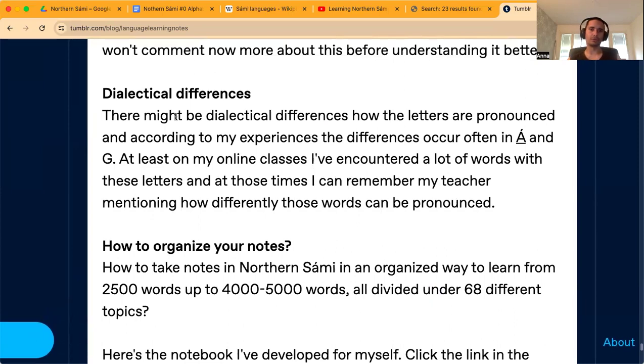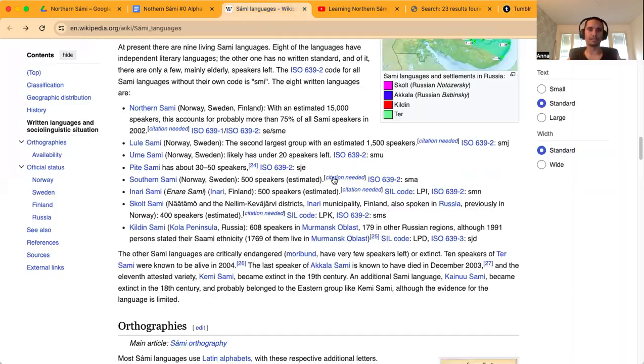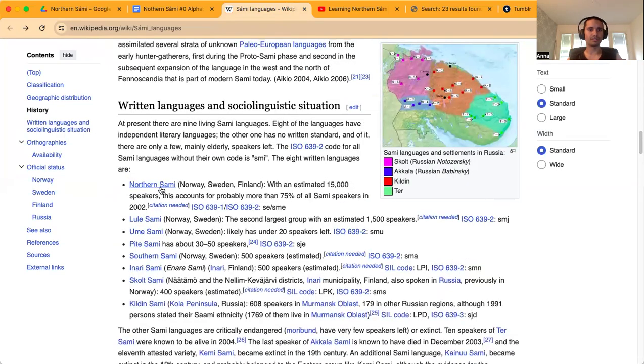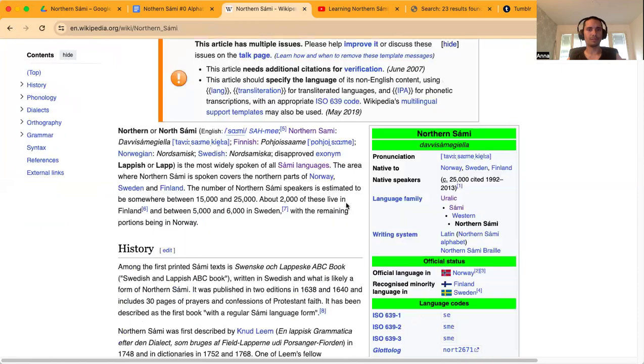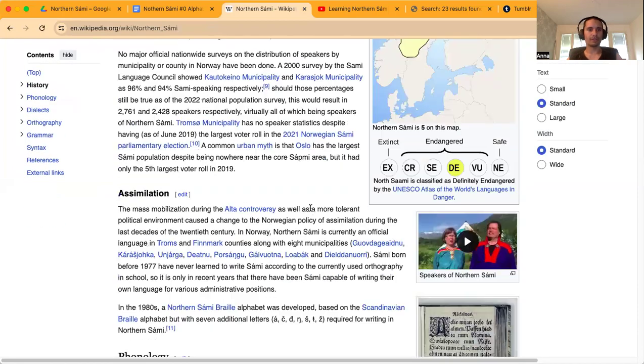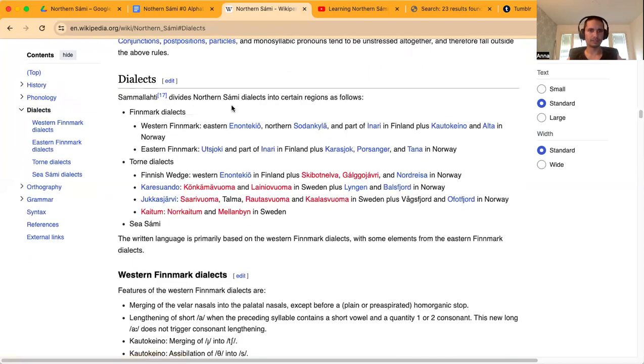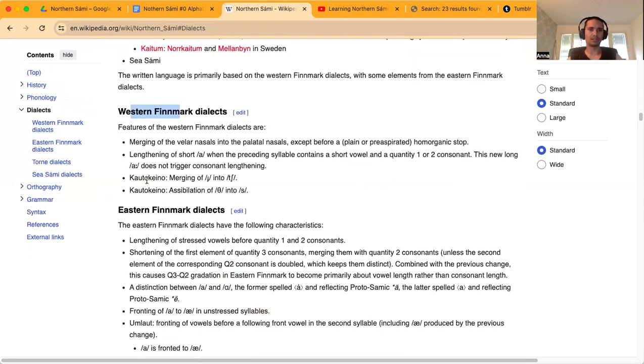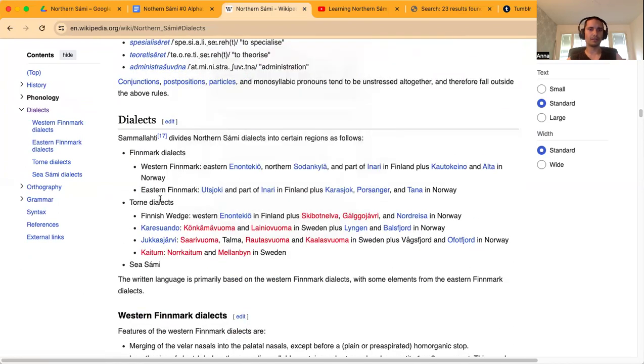Dialectical differences. So there are, in my understanding, two main dialects. Let me find the Northern Sámi Wikipedia page. I think okay, dialects. Well, my teacher said there are like two main dialects, like Western and Eastern. But here you can see they are divided into quite many groups. Finnmark dialects include Western Finnmark and Eastern Finnmark.